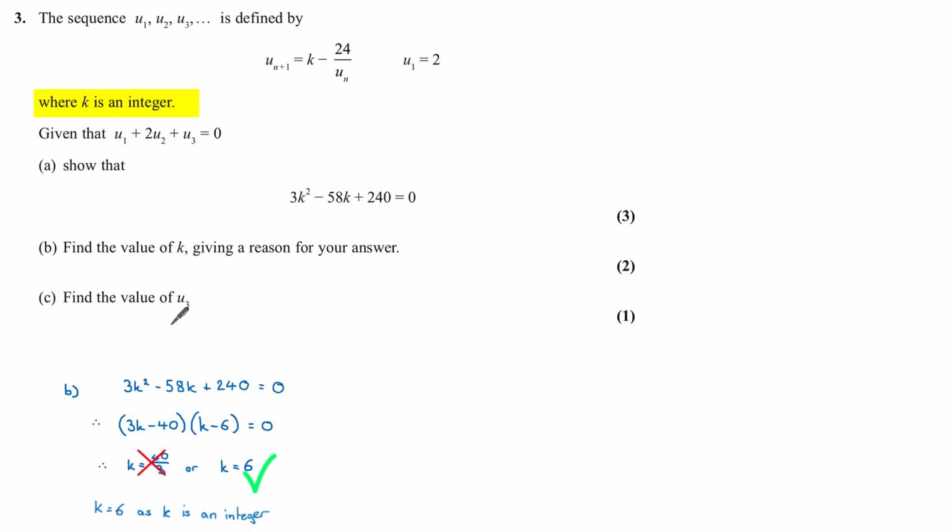Part C, I want to find the value of u3. If we first look to find a value of u2, then our u2 is k, which we now know to be 6, minus 24 over u1, which is 2, which gives us a u2 value of minus 6. Then we can use this to find u3. u3 will be k minus 24 over u2, which we have just shown to be minus 6. This gives us 6 plus 24 divided by minus 6, which is minus 4, but then 6 minus 4 is 2. And so our value for u3 is 10.